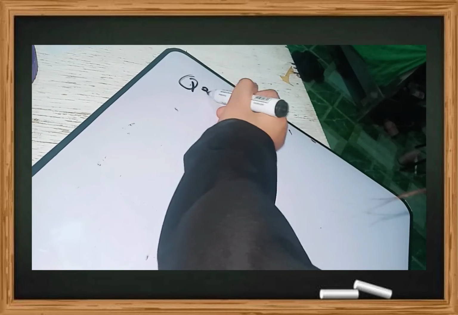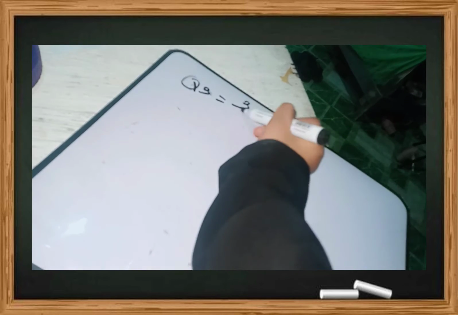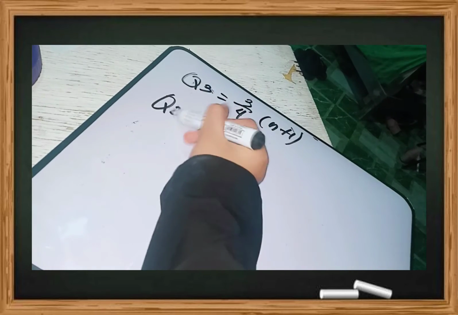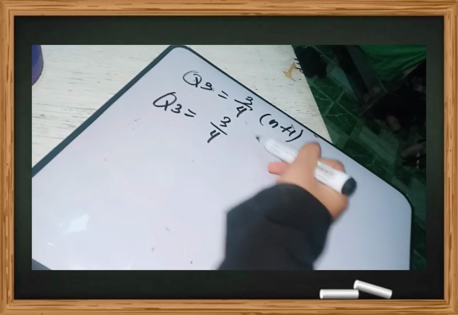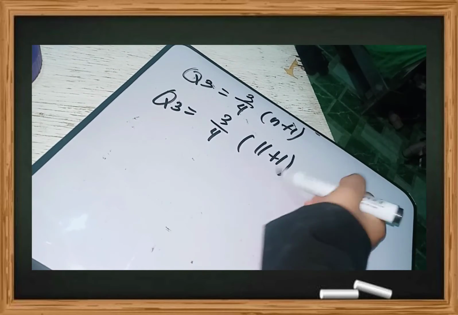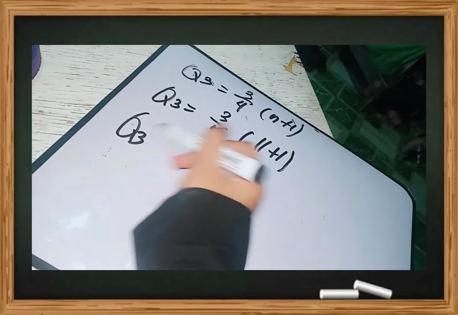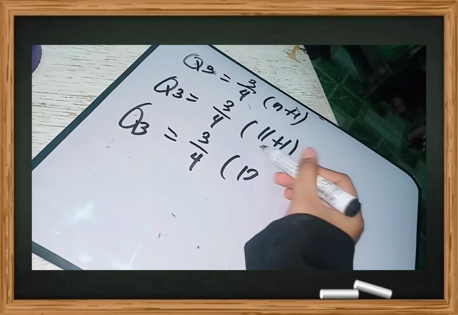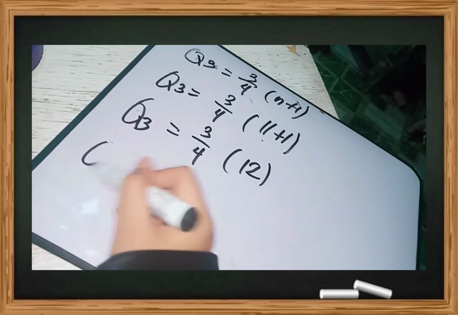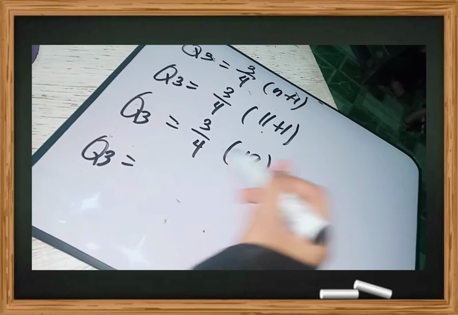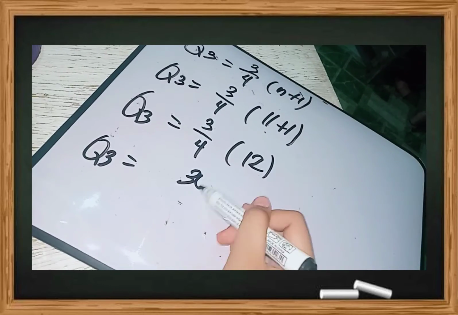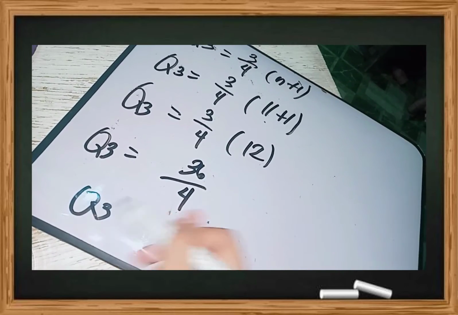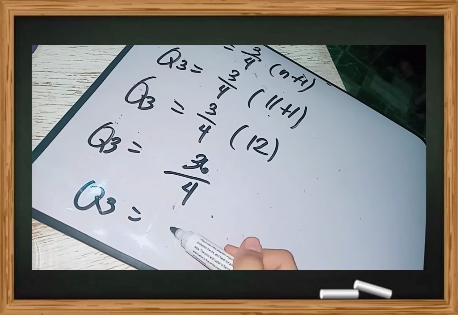So quartile 3 is equal to 3 over 4, n plus 1. Quartile 3 is equal to 3 over 4, 11 plus 1, which is equal to 12. Quartile 3 is equal to 12 times 3 is equal to 36. Copy the denominator, which is 4. Quartile 3 is equal to 36 divided by 4 is equal to 9.